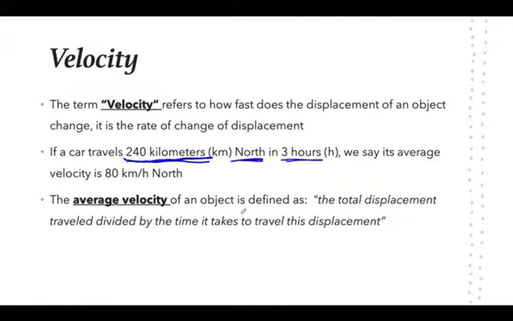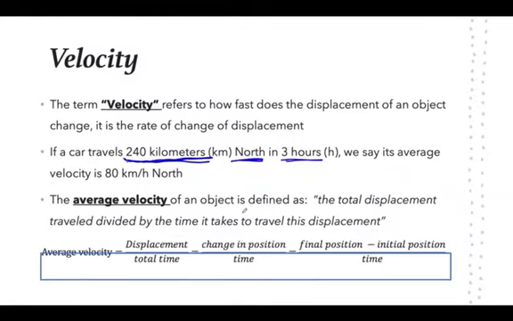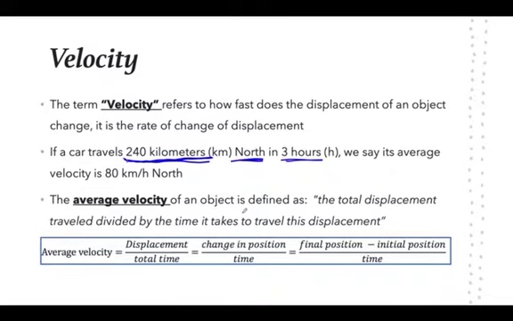Now, this would make average velocity defined as total displacement divided by the time it takes to travel such a displacement. And in formula form, this would be equal to displacement over time, or change in position over time, or final position minus initial position over time.